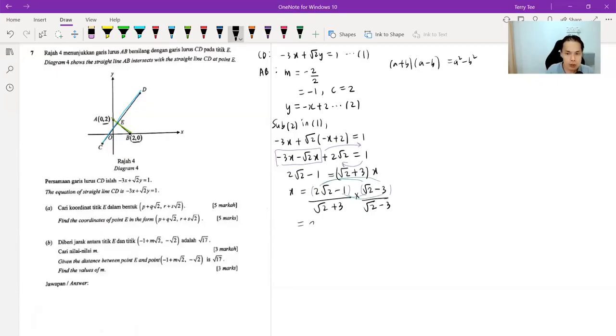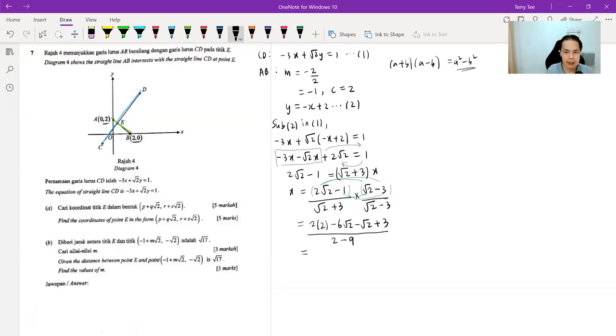So root 2 times root 2 is 2. Root 2 times 3 is 3 root 2. There's a minus root 2 and a plus 3. As for your denominator, we have root 2 plus 3 and root 2 minus 3. Again, it is in this format, a squared minus b squared. Root 2 squared is 2. 3 times 3 is 9.